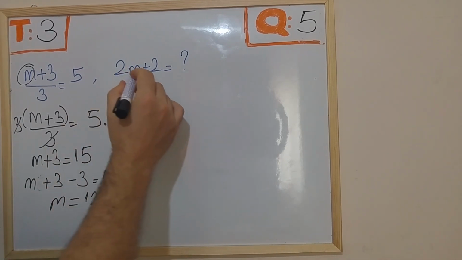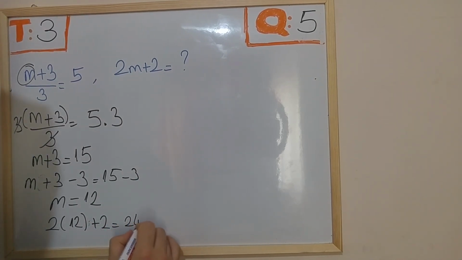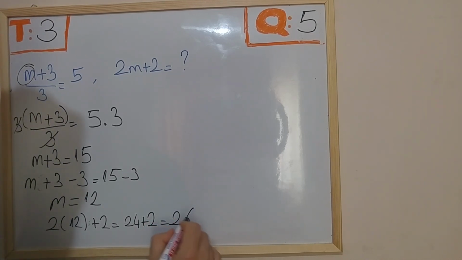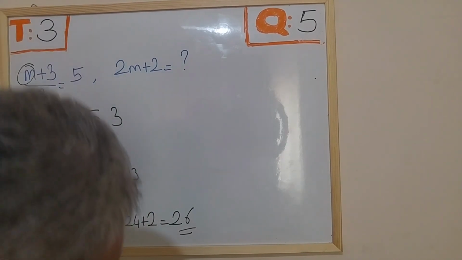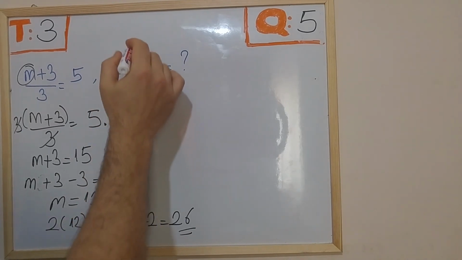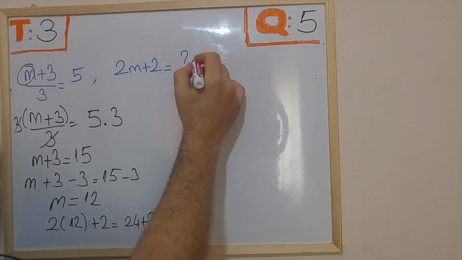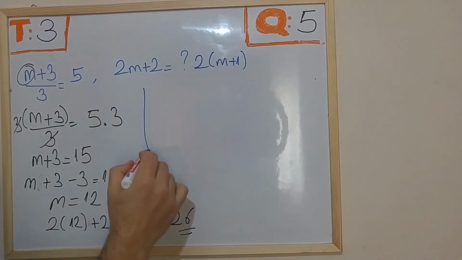Then we can calculate it this way. 2m plus 2 is equal to 2 times 12 plus 2, which is equal to 24 plus 2, which is equal to 26. Or alternatively, we can do it in a second way. As you see, 2m plus 2 could be noted as 2 times (m plus 1). If you want, we can do it that way too.